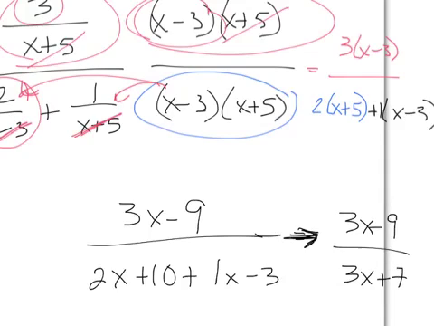plus 7. Make sure you do not make the common mistake here and try and cancel these 3x's because they're not factors. These are add-ins. So this term and this term is an add-in. 3 is a factor, x is a factor, but 3x is not a factor, so these 3x's cannot cancel.